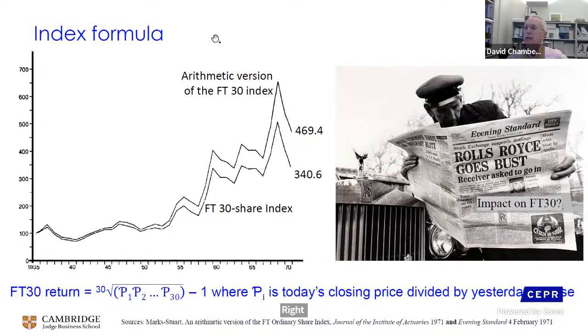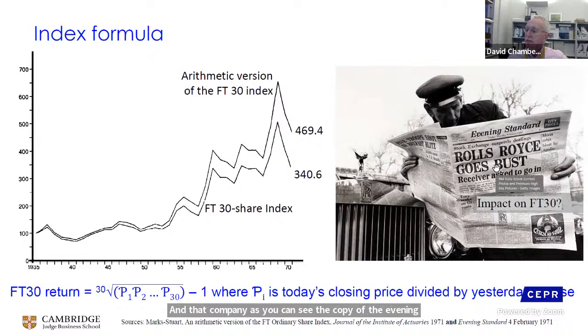How you choose to calculate the index also matters a lot. There's a famous example, and again, it's much better if you hear Elroy telling this story, which relates to the FT30 index, which was calculated as a geometric index, which is shown down at the bottom of the chart here. One of the components of that 30 share index in the early 1970s was the British aero engine company called Rolls-Royce. And that company, as you can see from the copy of the Evening Standard, went bust, and so the Financial Times had a problem computing that index, and in the end they had to fudge it and come out with an arithmetic version of the index.